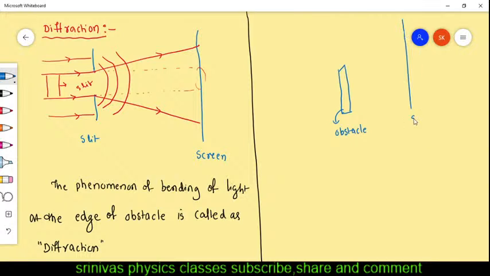For example, this is the source of the light. We know that the light will travel in all directions. This is the source of the light. And the light will travel in a straight line path. We know that light travels in a straight line path.